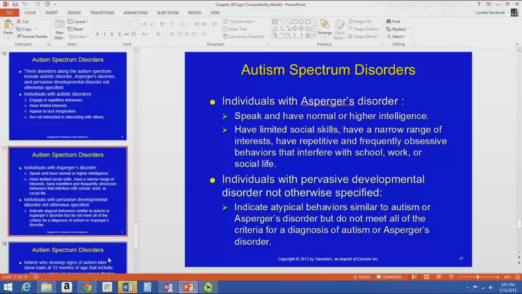But individuals with pervasive developmental disorder, they have some atypical behaviors similar to autism or Asperger's, but they don't necessarily meet all of the criteria for either one of those diagnoses. So they're sort of, well, it's similar to Asperger's or autism, but they don't meet quite all of the criteria.